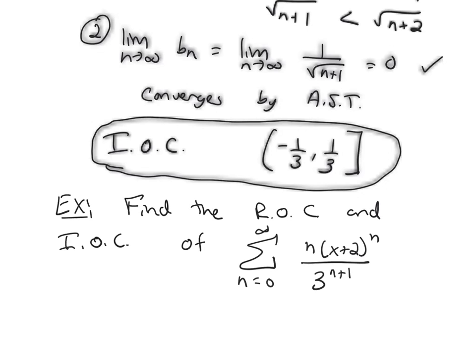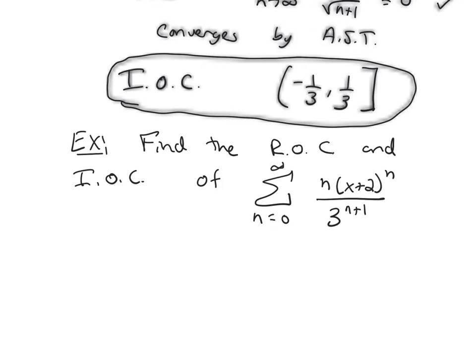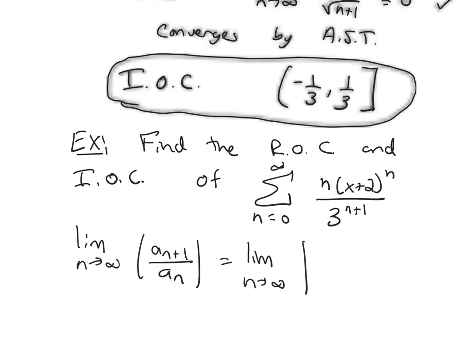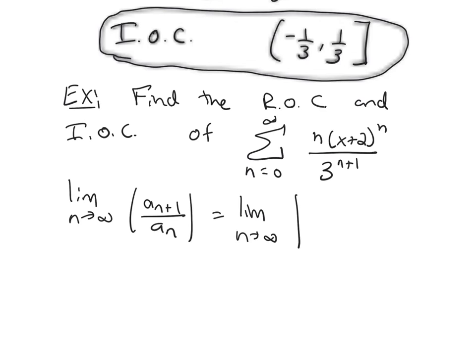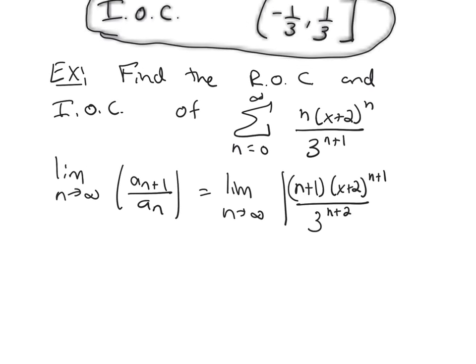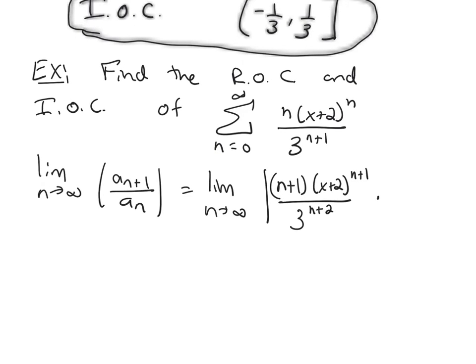Radius of convergence means I need to do the ratio test. a n plus 1 over a n. So I start by plugging in n plus 1 everywhere: n plus 1, (x plus 2) to the n plus 1 over 3 to the n plus 2. And then I divide by this a n term, so I flip it.